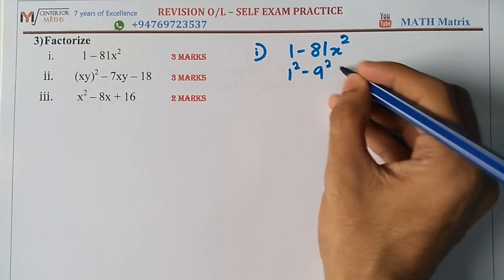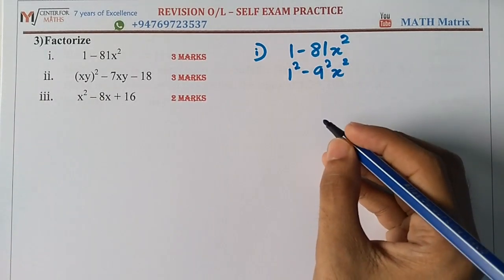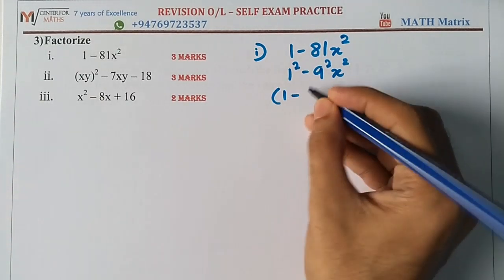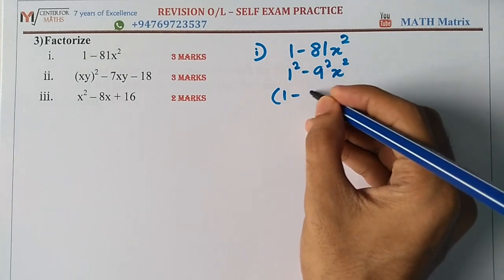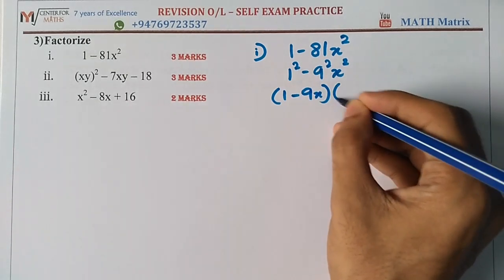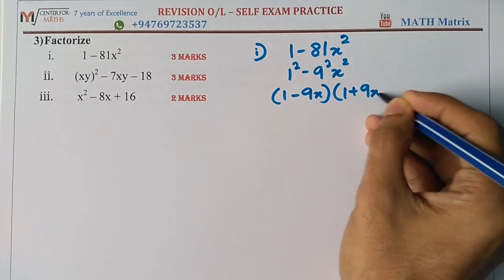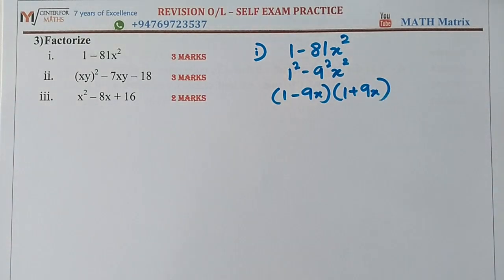81 means we can mark that as 9 squared, so 9x squared. Now you all can simplify this. This one also comes under the difference of two squares. So one should be in minus and the other one should be in plus: 1 minus 9x and the other one is 1 plus 9x. So that's the answer for the first one.